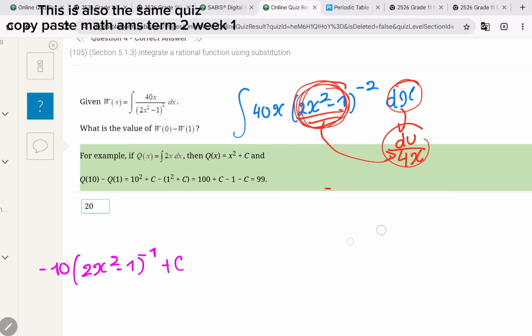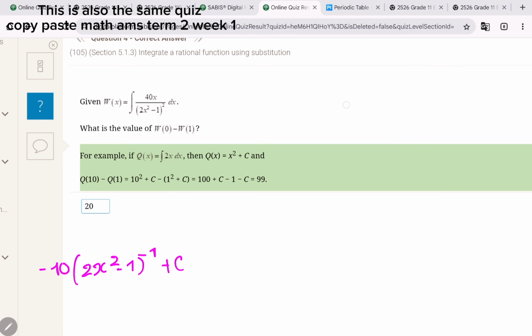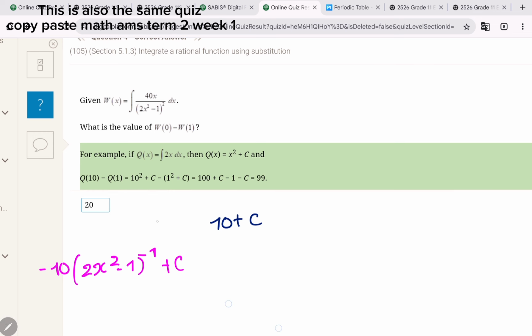Now what do we do in this scenario? They want us to substitute 0 and 1. I substitute 0 one time, I substitute 1 one time, and I subtract. So minus 10 times (2 times 0 squared minus 1) to the power of minus 1. What is that going to be? That's going to be 10 plus c. So W(0) is equal to 10 plus c.